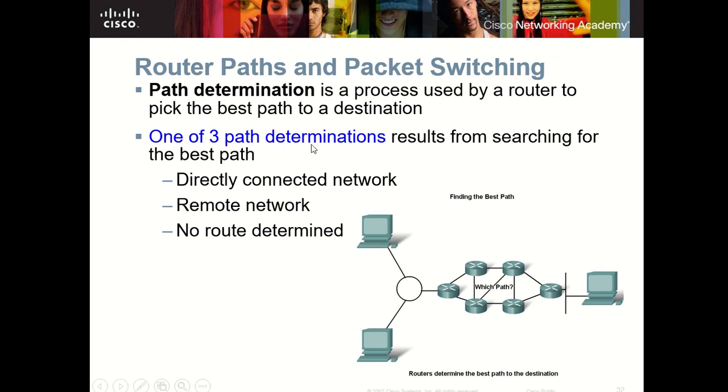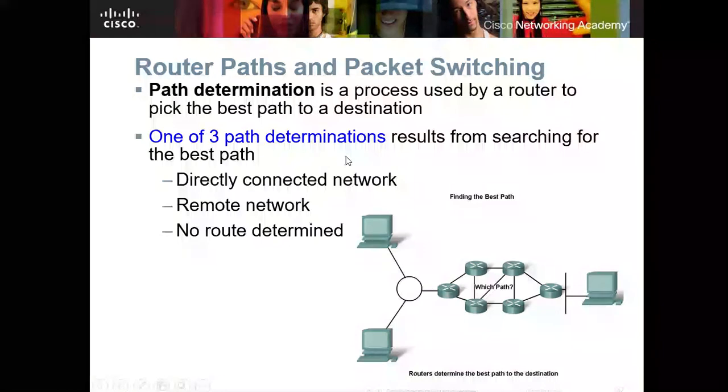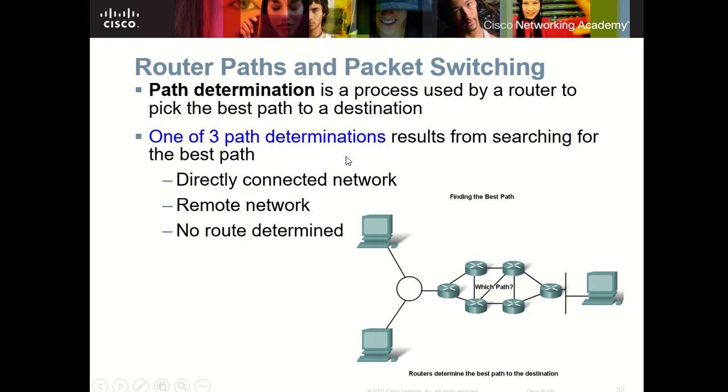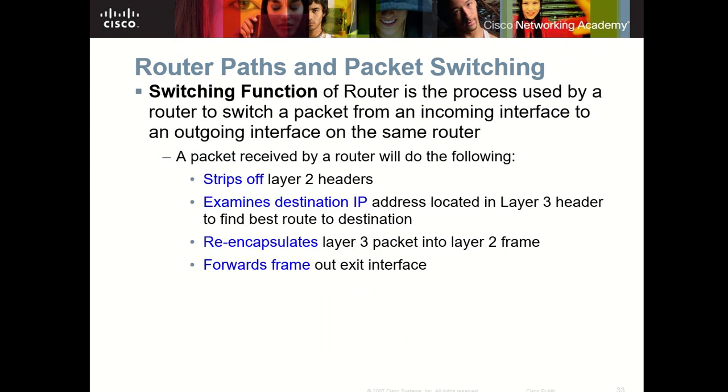Okay, so one of the three path determination results happens the moment the router searches its routing table. It may return a directly connected network. The router may also return a remotely connected network, or no route at all may be determined. This happens when the router or device consults its routing table.